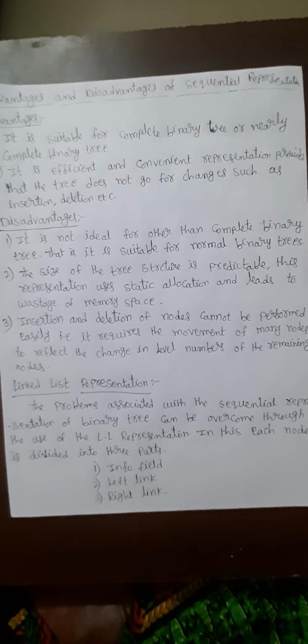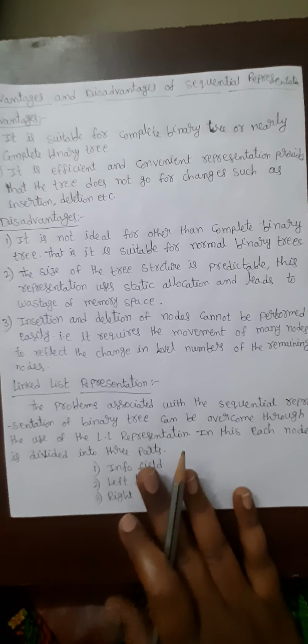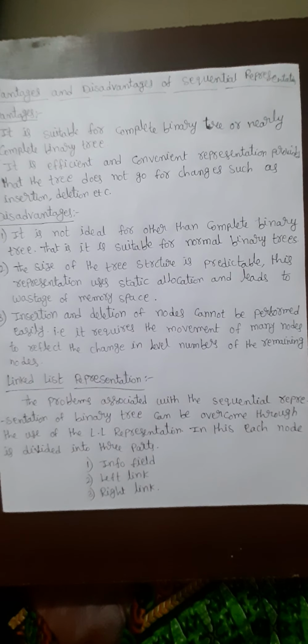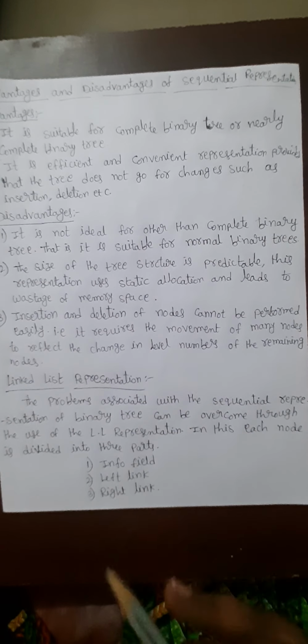And if we see the disadvantage, it is not ideal for other than complete binary tree. That means this sequential representation will be used only for the complete binary tree and it will not be used for the other types of trees. Here the size of the tree structure is predictable. That means we can predict how many elements are there, how much we have defined.